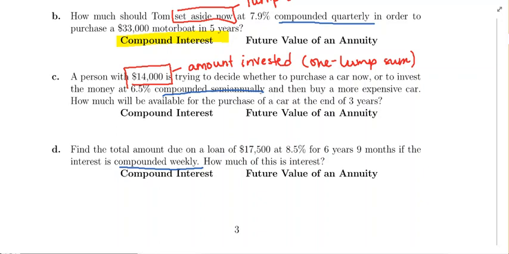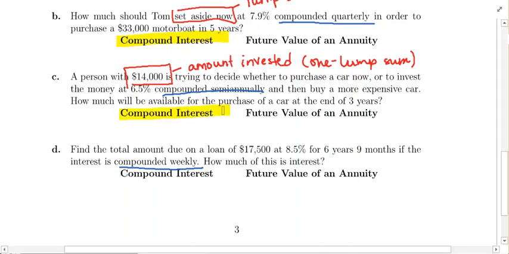Since the interest is compounded semi-annually, you don't have a person investing $14,000 every 6 months. That's not what's going on here. They're taking that 14 grand and putting it in the bank, investing it, trying to grow it a little bit more to get a slightly more expensive car. So since it's one lump sum, this is a compound interest problem.